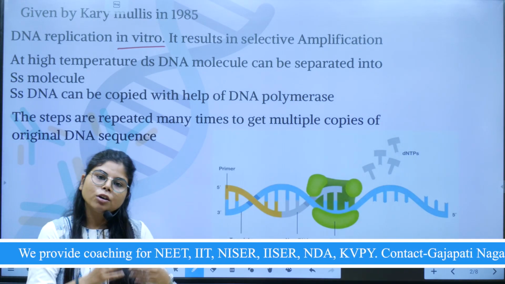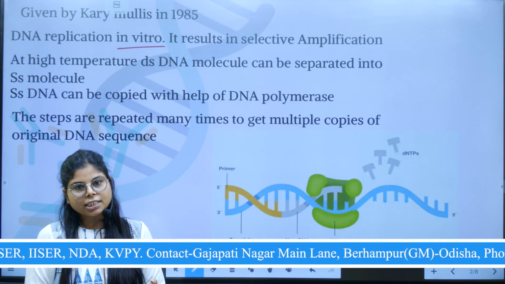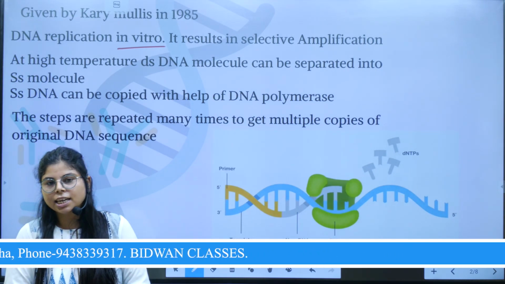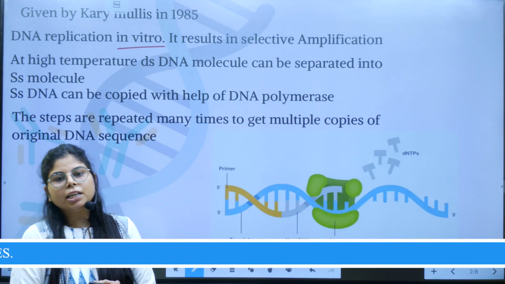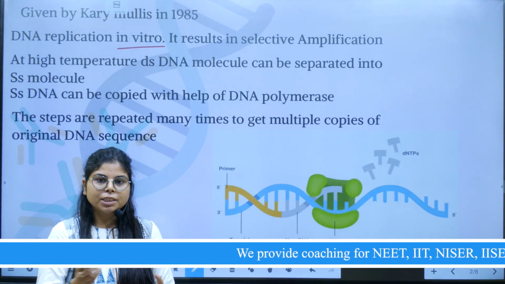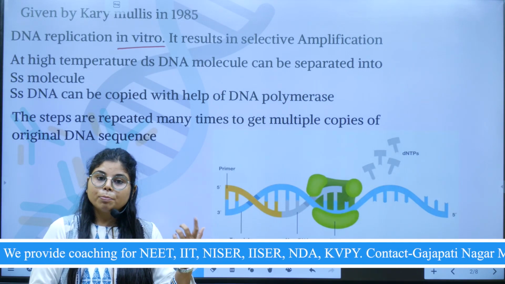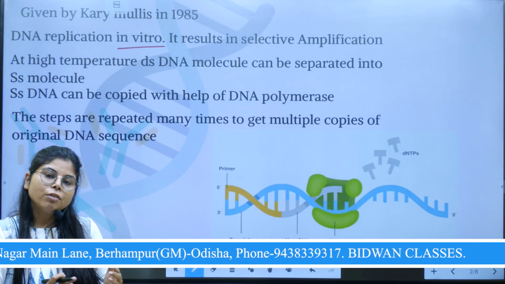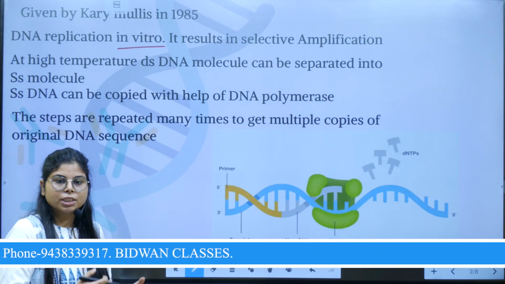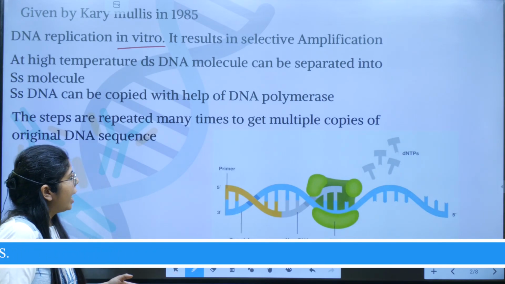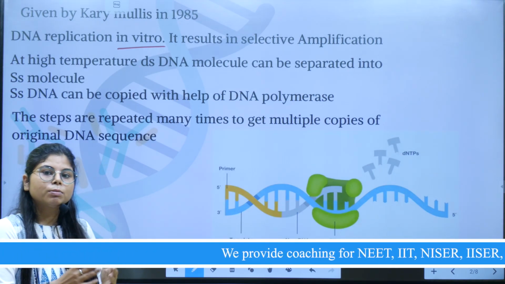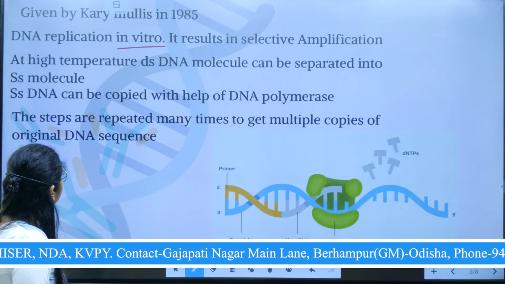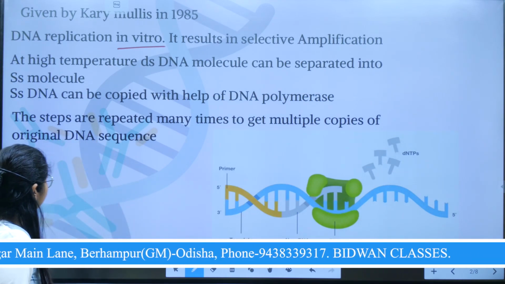Inside our body, we have a lot of enzymes which carry out these reactions. For example, separation of DNA is done by helicase enzyme, then there is single-stranded binding protein, then DNA polymerase which helps in extension, and primase which helps in synthesis of primer. Now we get rid of all these enzymes found in the cell, and if we want to carry out this amplification of DNA outside the body, we can do it using the PCR technique.